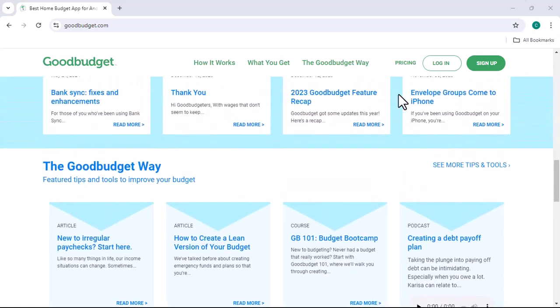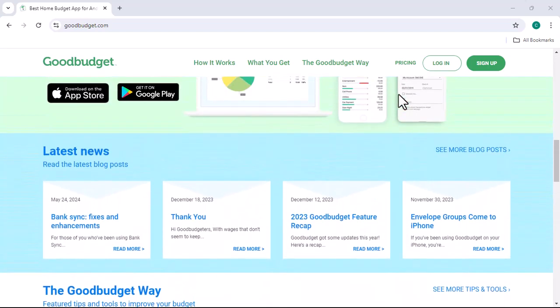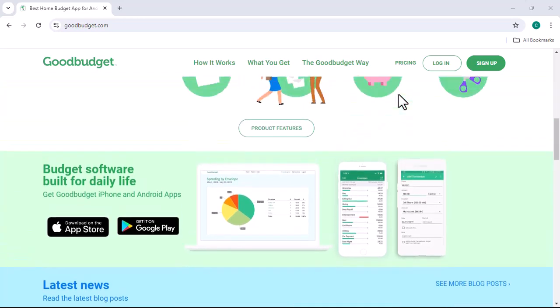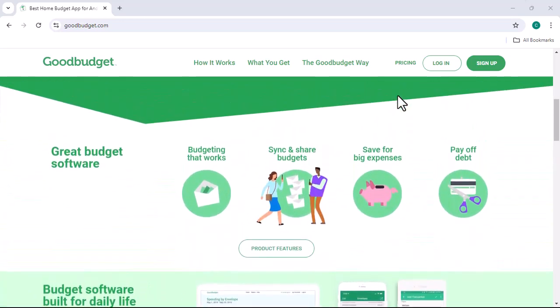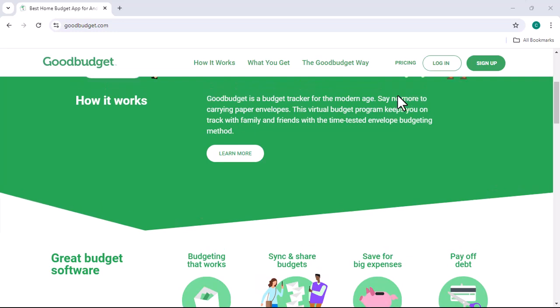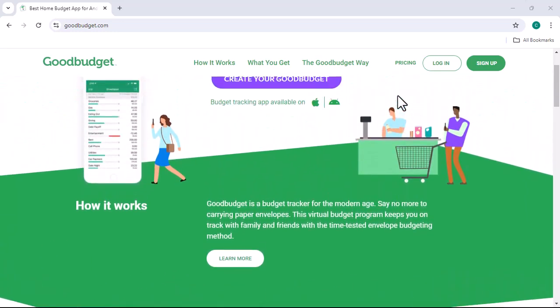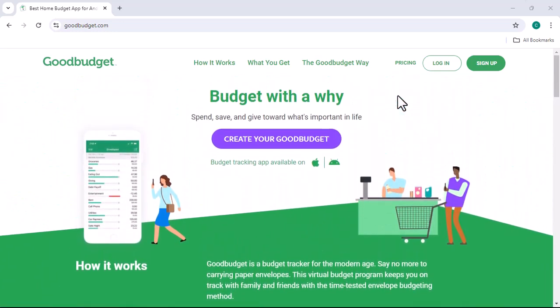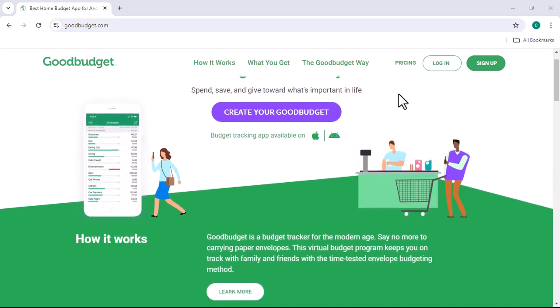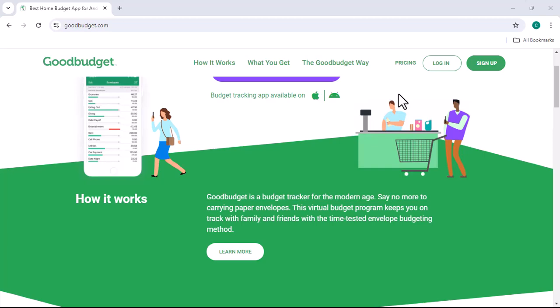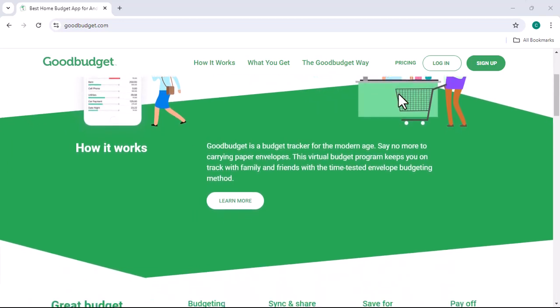Now, let's address a common concern. Is the free version really free? Are there any hidden fees or catches? The good news is that Goodbudget is upfront about its pricing. The free version is genuinely free, and there are no hidden fees or surprises. They make money by offering paid plans with additional features for those who need them.